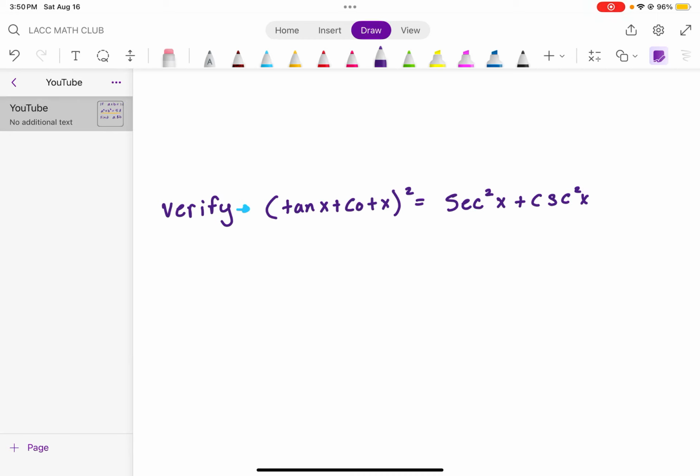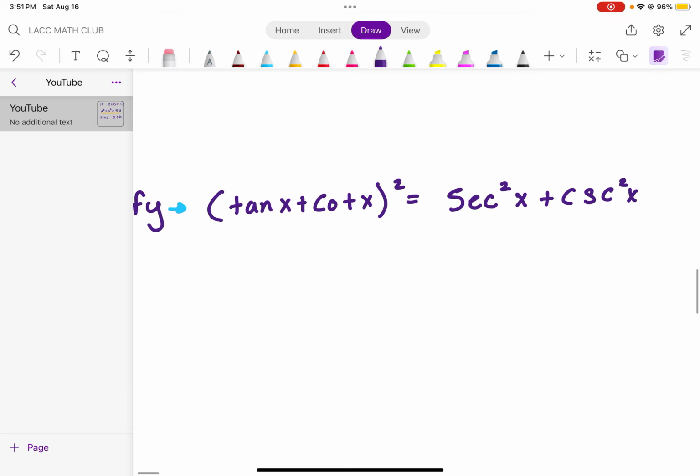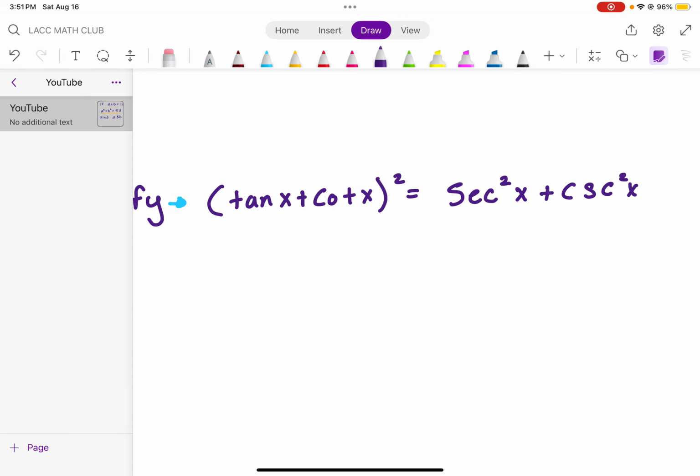Hello everybody, today we're going to be doing a trigonometric verification problem. So that's the left hand side, that's the right hand side. The way I would start this is by foiling the left hand side. So basically I'm going to try to make the left hand side fit the right hand side just because I can foil it. I see that all being squared, I want to expand it.